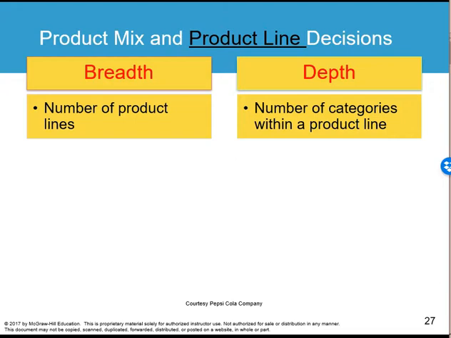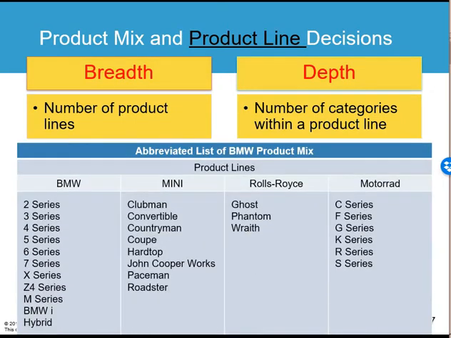Let's talk about product lines and how they combine to form the product mix. So a product line consists of related individual products. And so the depth refers to the number of categories within a product line, and breadth refers to the number of product lines within a company's product mix. For example, if we're looking at BMW, the BMW brand is a product line, but they also own Mini, they also own Rolls-Royce, and they also own the Motorrad brand.